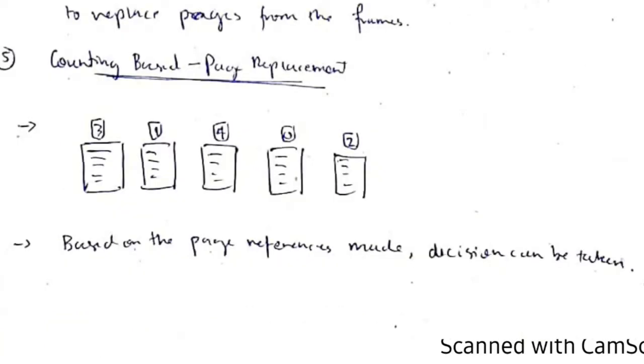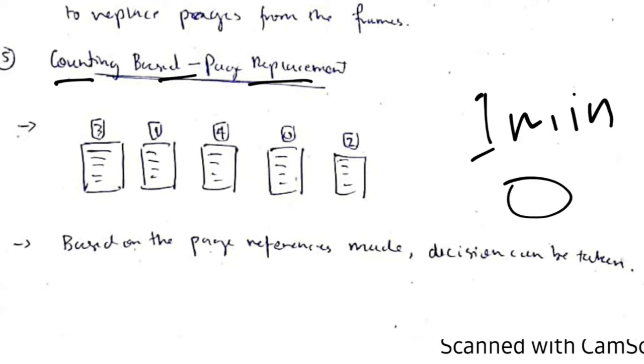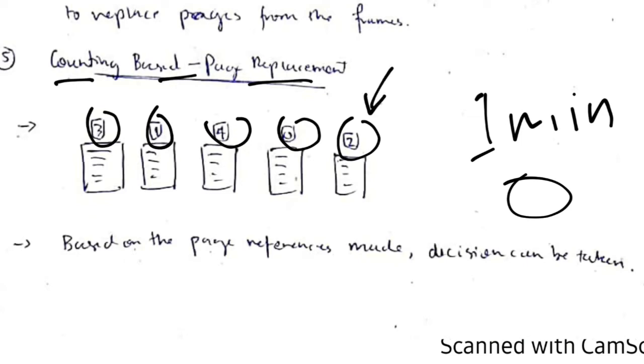The fifth one is counting based page replacement. That means in the previous, like, 1 minute, how many times the pages were referenced, meaning how many times it was used, will also be written here. That count will be stored separately. So by using that count of page references made, the decision will be taken on which page to replace.